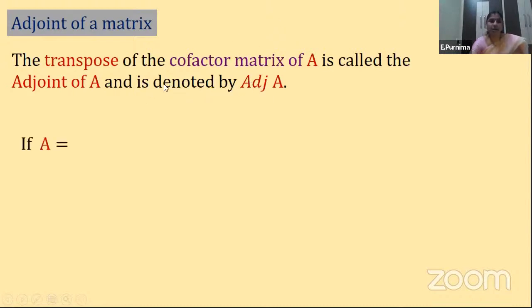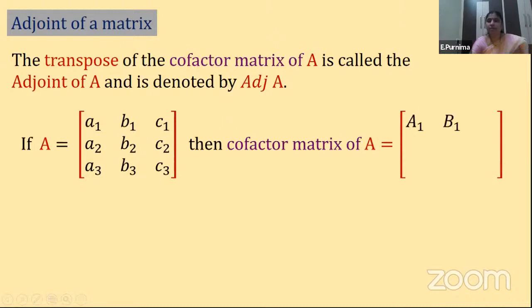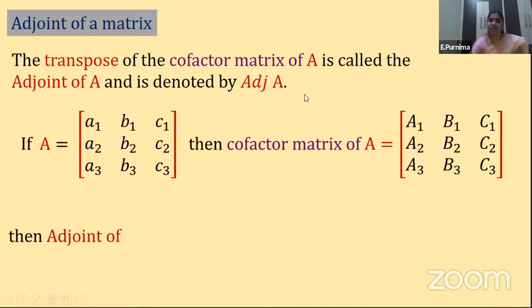Let us see what it is. If A is the matrix with rows A1, B1, C1; A2, B2, C2; and A3, B3, C3 as the elements of the matrix A, then what happens? The cofactor matrix will be capital A1, B1, C1; capital A2, B2, C2; capital A3, B3, C3. In the last session I told you this already. Then the adjoint of A is nothing but the transpose of this cofactor matrix.